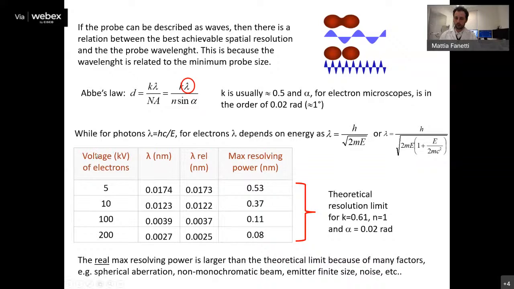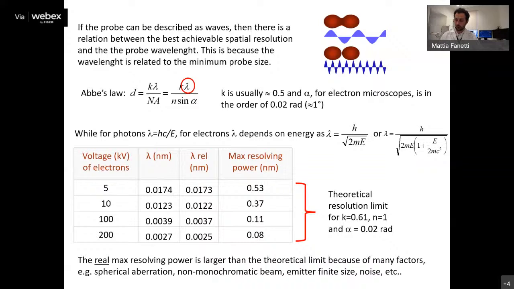If we use this wavelength to calculate the resolving power accessible through this formula, we see that, for example, at 5 kilovolt, the maximum theoretical resolving power is half a nanometer, and at 10 kilovolt it is 0.4 nanometer. Of course, this is only the theoretical resolving power. The real resolving power is a bit worse, because we have some aberration, we have some noise. Of course, we always have noise.